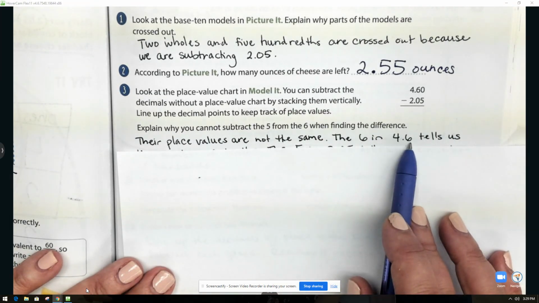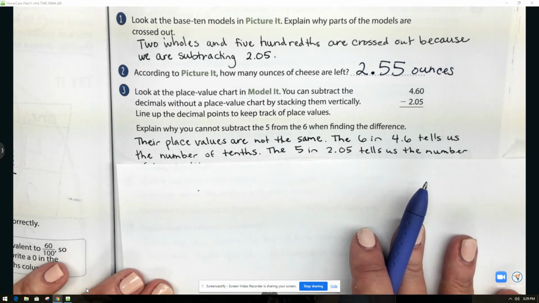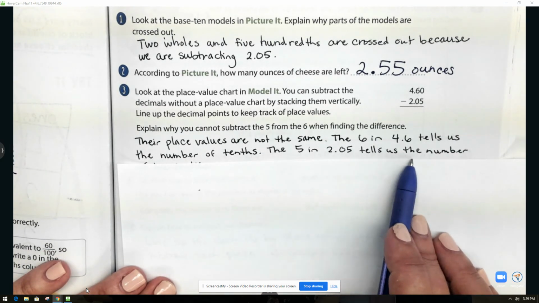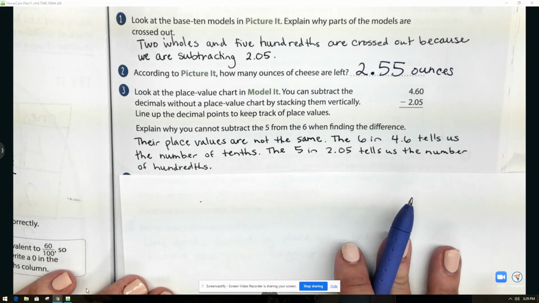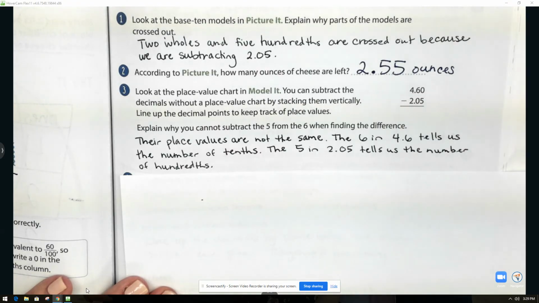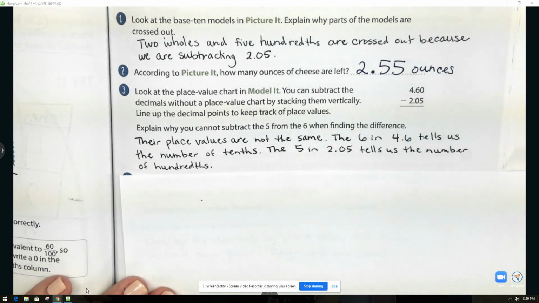The 6 in 4 and 6/10 tells us the number of tenths. The 5 in 2 and 5/100 tells us the number of hundredths. So if we were looking at fractions, they don't have the same denominator. They're not equivalent. You can't subtract them because they aren't in the same place value.